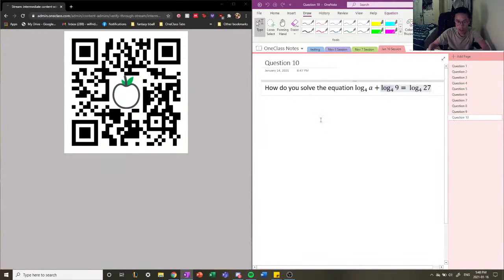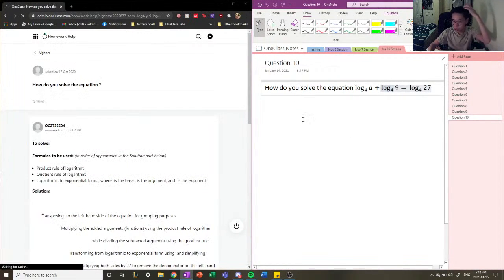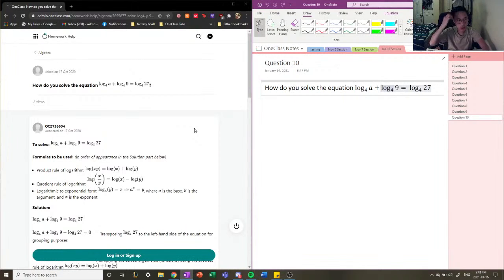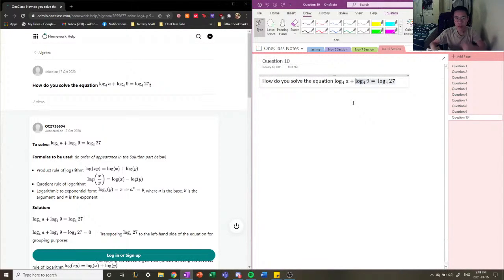Okay, finally, let's talk about question number 10. Question number 10 asks us to solve the equation log base 4 of a plus log base 4 of 9 equals log base 4 of 27. They want us to find the value of a which makes this equation true. We're going to use some properties of logarithms to help us simplify this equation.